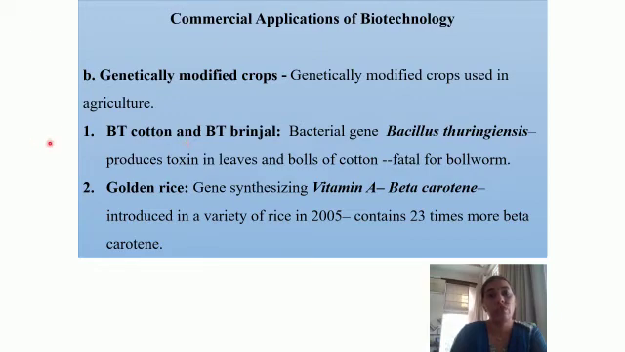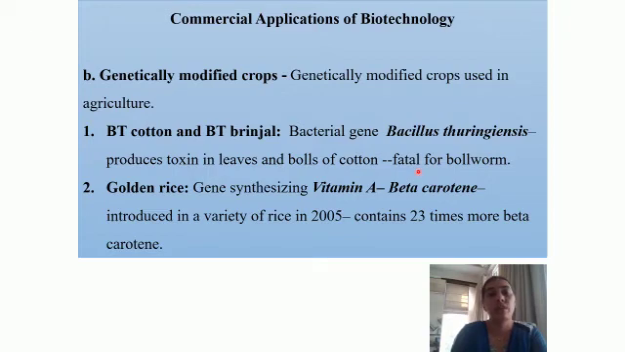So BT here stands for the name of the bacteria, that is Bacillus thuringiensis. This is a naturally occurring bacteria in the soil, and since 1950 this technique has been used of inserting the bacterial gene into the plant body and creating genetically modified crops. So bacterial gene Bacillus thuringiensis produces toxin in leaves and balls of cotton that are fatal for the bollworm. So the bollworm used to completely destroy the cotton balls.